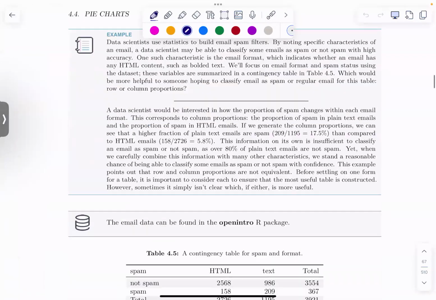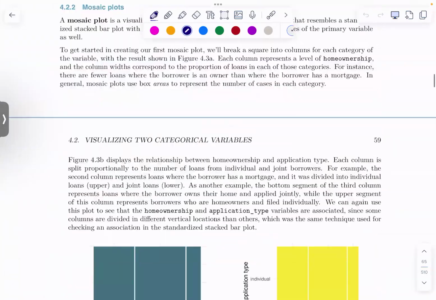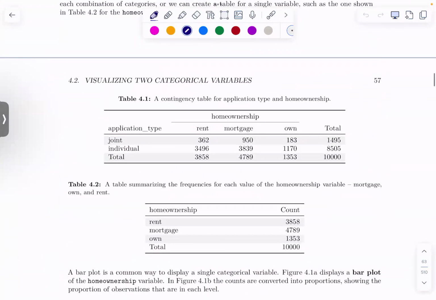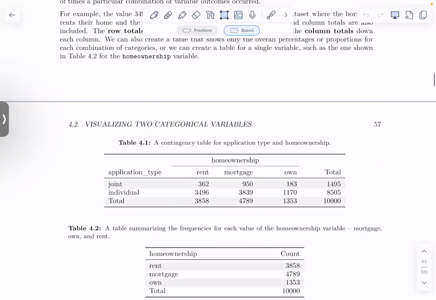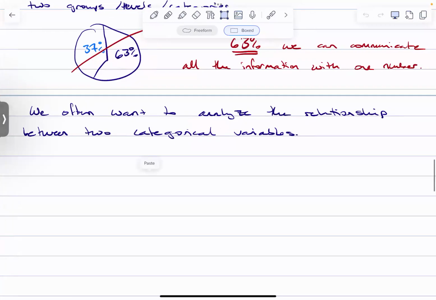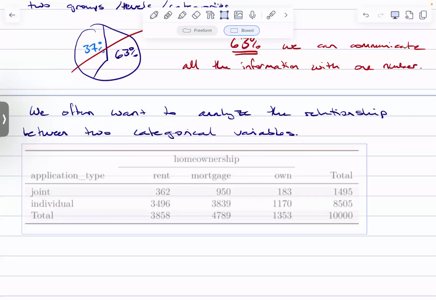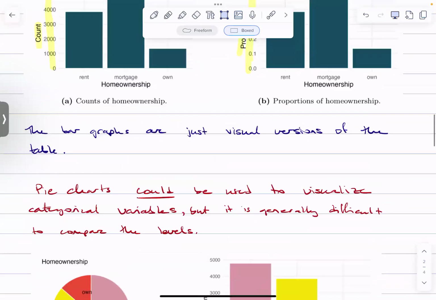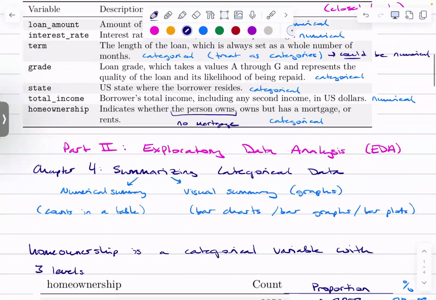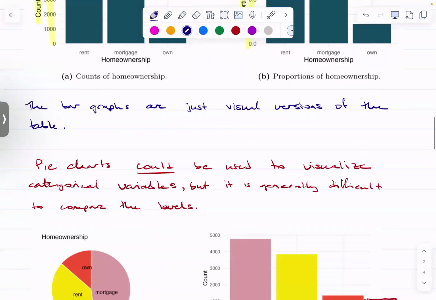Can't remember what the other variable was, so I'm going to go snag it here. I think it was whether they were joint applicants. Was the joint in my data summary? No. Sneaky. We'll add it.